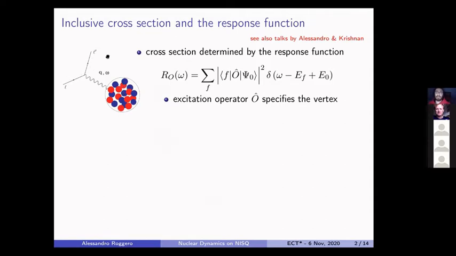Okay. Now, the cross-section for this process can be completely characterized by a response function, which you already seen in Alessandro's talk. And essentially, it's the probability of having transitions from the ground state of the target to any possible final state, with a constraint that energy has to be conserved in this process. Okay. This operator Ho here essentially just specifies what the vertex of interaction is between the target and the probe.